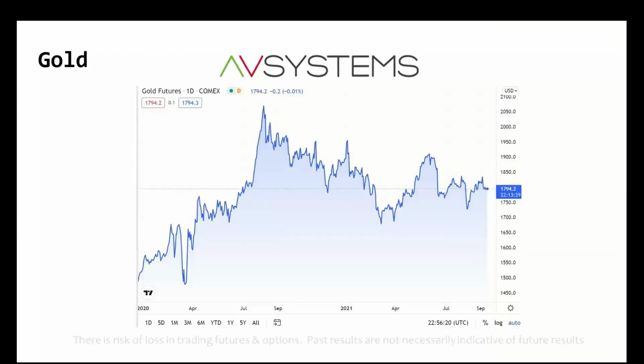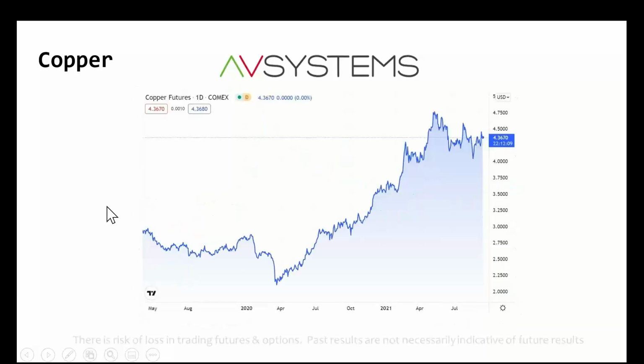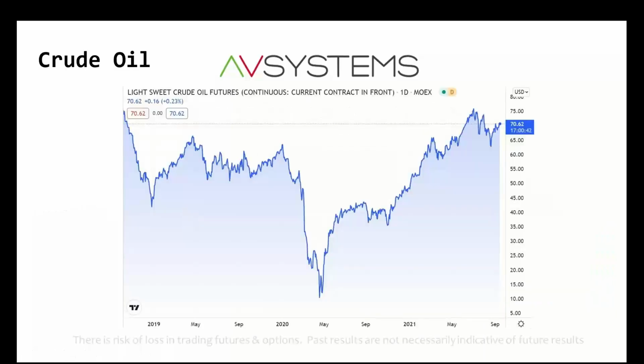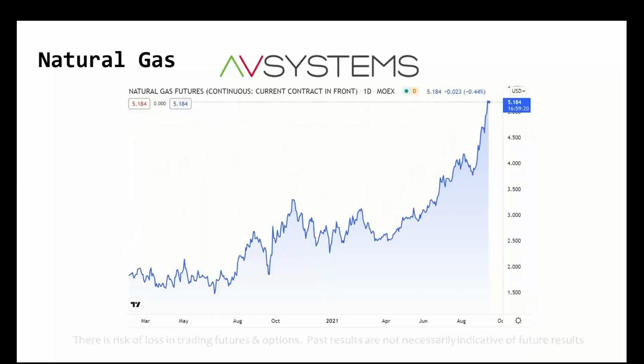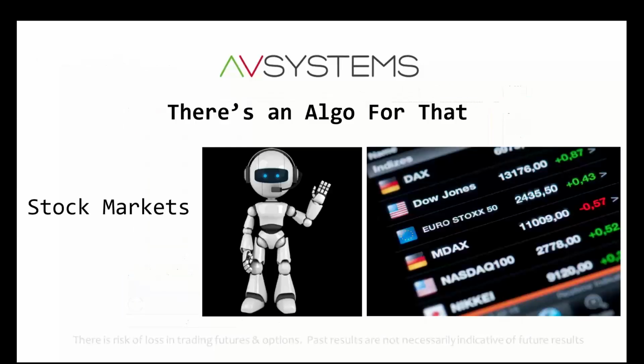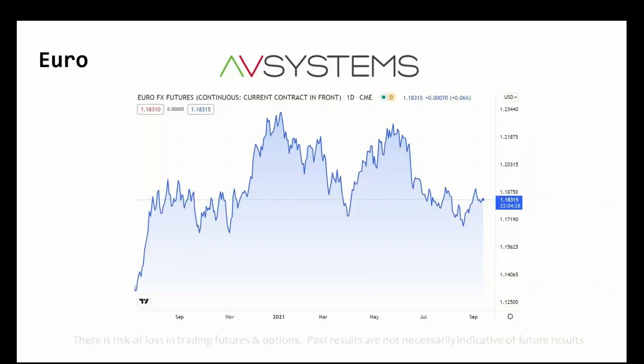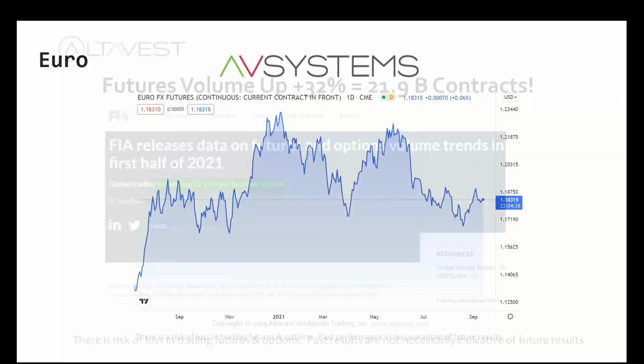So metals, look at gold. How would you trade that if you didn't have some help from technology? Or copper, look at that. Would have missed that whole move. Energy markets. Look at crude oil. And look at this here, natural gas. Stock markets, as you know, big bull market, especially since the lows there over a year and a half ago. Currencies. So you can have exposure to all these things with the futures markets and let the algos do the work for you. And you want to be trading futures, folks.